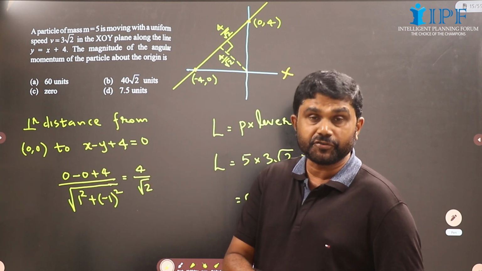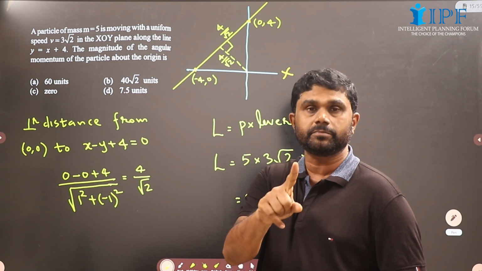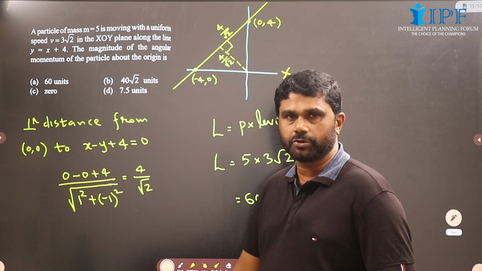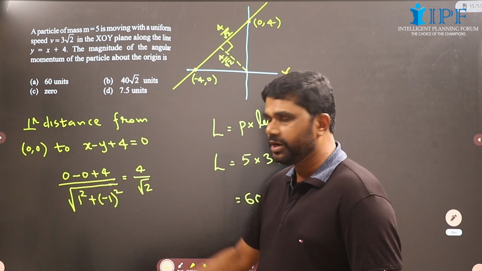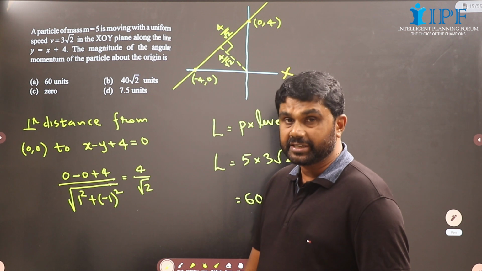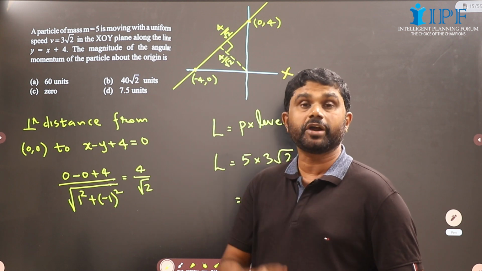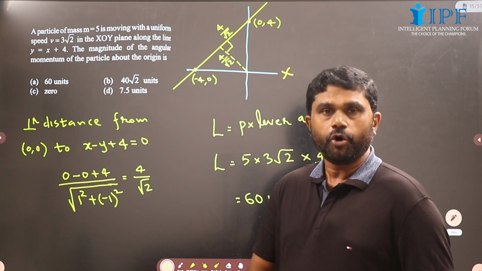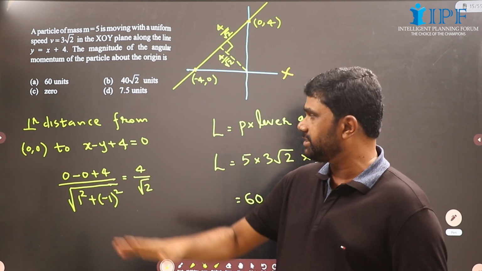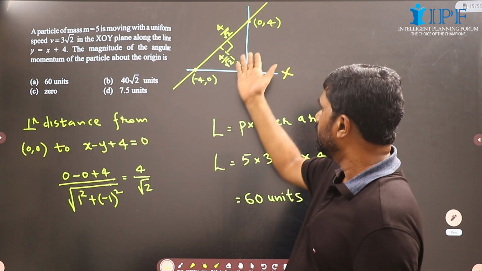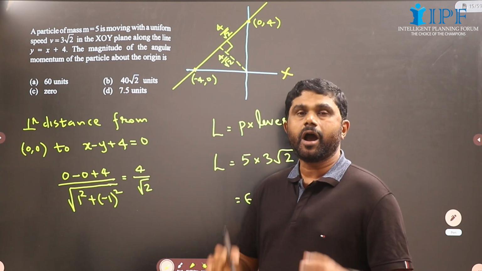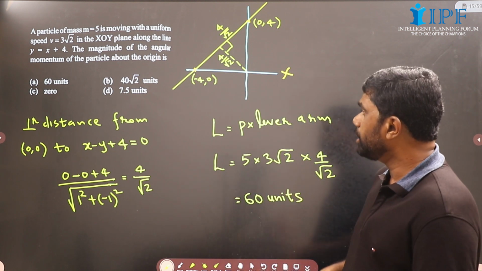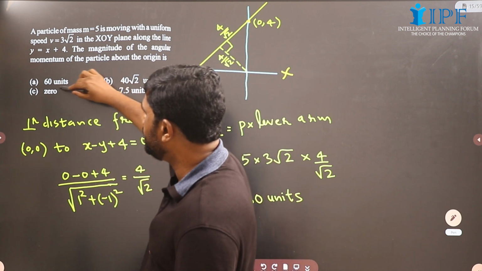Okay, but here we have to find the perpendicular distance from the origin. Means here we have to put 0, here also you have to put 0. So in the numerator only 4 remains, and in the denominator there will be root of 1 square plus (minus 1) square. So you will get 4 by root 2. Perpendicular distance you can find either by using this one, or like this. However you find the perpendicular distance, you will get the angular momentum as 60 units.